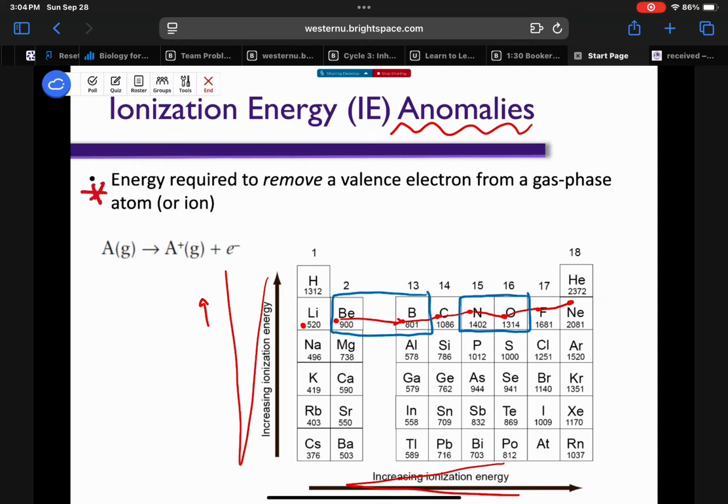But just at the end of last class, we identified that there are some anomalies where the trend is broken. For example, as we go across from lithium to neon, yes, the big trend is ionization energy increases. You have to use more energy to steal an electron from those atoms. But we have two highlighted anomalies. Let's look at the first one, beryllium and boron.